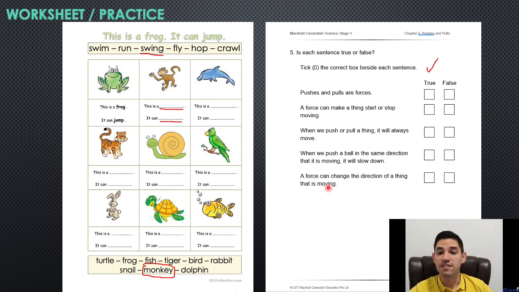A force can change the direction of a thing that is moving. So again, if the ball is going this way and something hits the ball, is that a change in the direction? A force can change the direction of a thing that is moving. True or false?